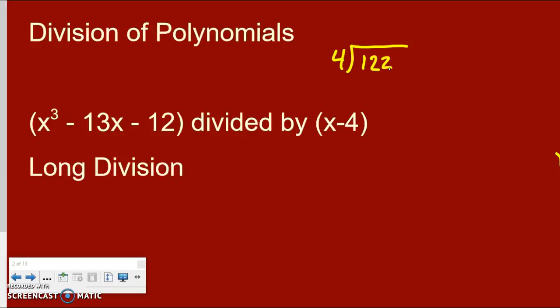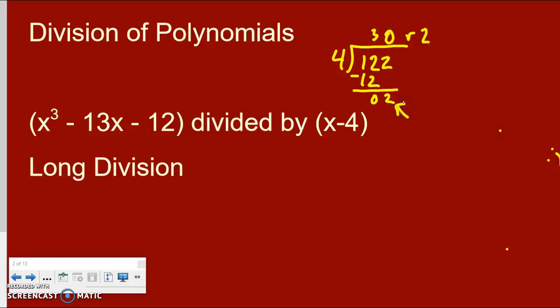So if I wanted to do 122 divided by 4, the process is not changing, always the same. How many times does 4 go into 1? Well, that's none. How many times does 4 go into 12? That would be 3. 3 times 4 is 12. Put it underneath. Always subtracting here. 0 and 2. How many times does 4 go into 2? That's none. But how many are left over? Well, that's your remainder of 2.